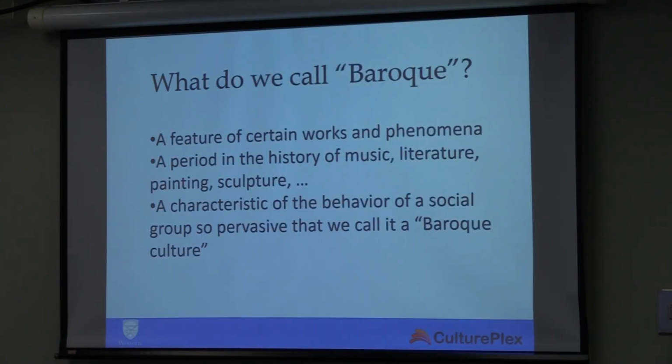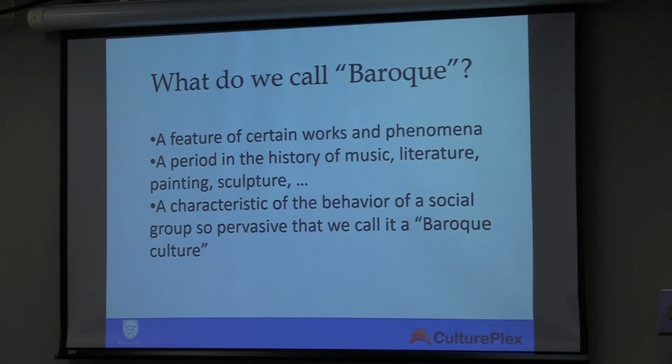In traditional humanistic approaches, and this is a huge gross simplification, but for the sake of setting the stage, Baroque can be three things mainly. It can be something that we attribute to a specific piece of art, a novel, a piece of theater, a painting, a sculpture, a building, and then we say that those things are Baroque.